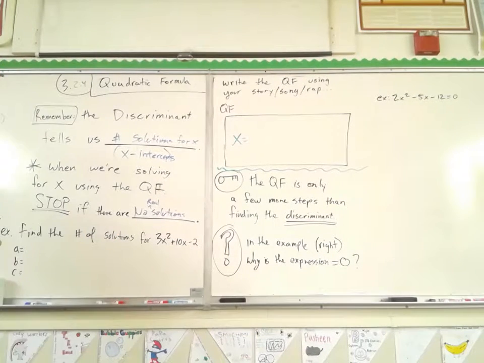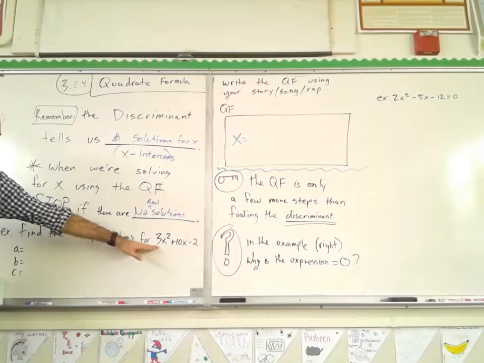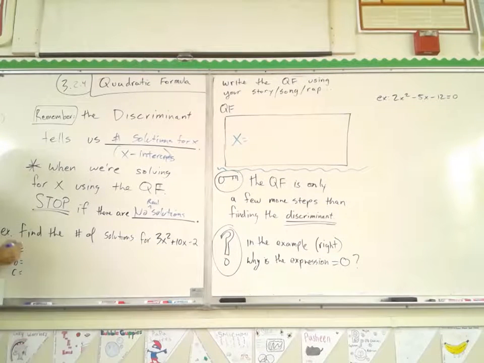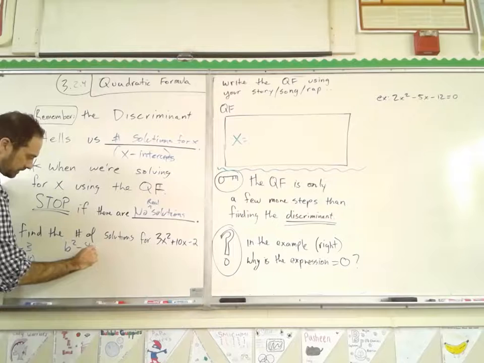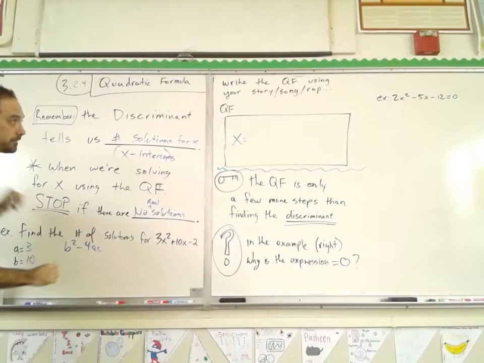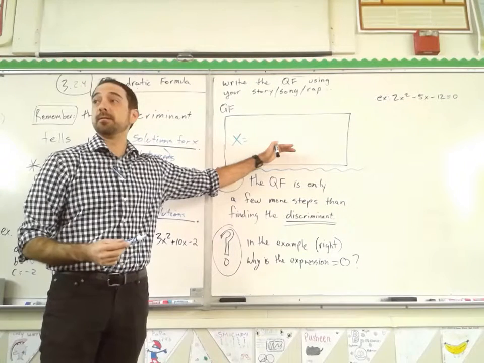Let's look at this. Find the number of solutions for this quadratic. What's my a value? 3. B value? 10. C? Negative 2. Okay. What was my discriminant formula we were using on Friday? Anybody can help me out with that? If you have your story down and you put it in there, where do we find the discriminant? Think of your stories. Where is the discriminant from your story?